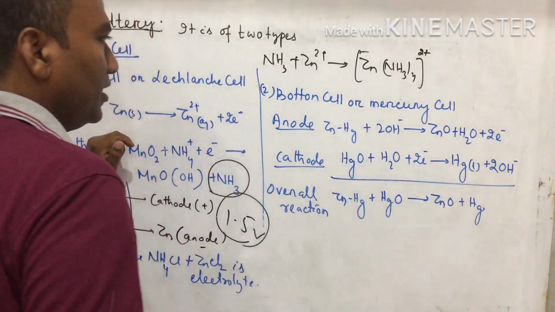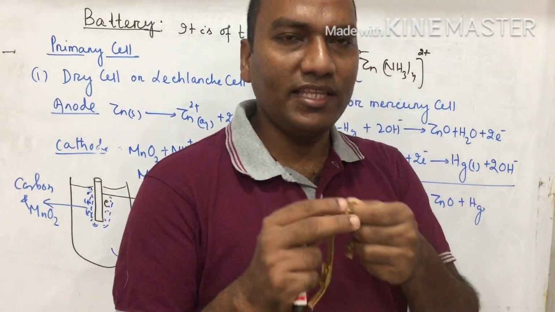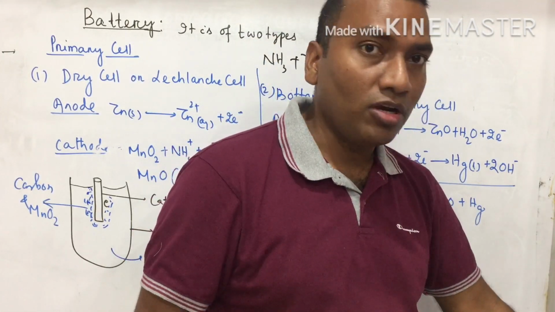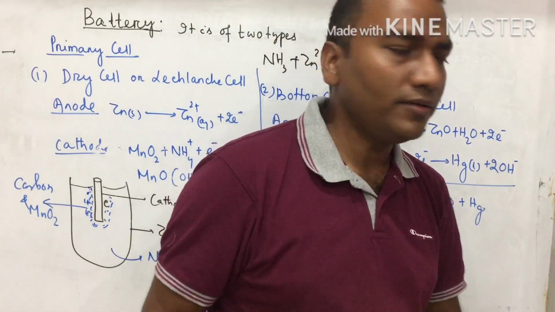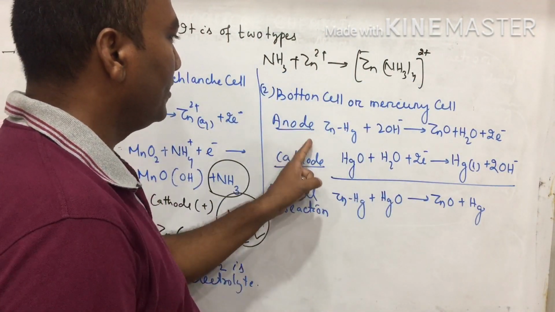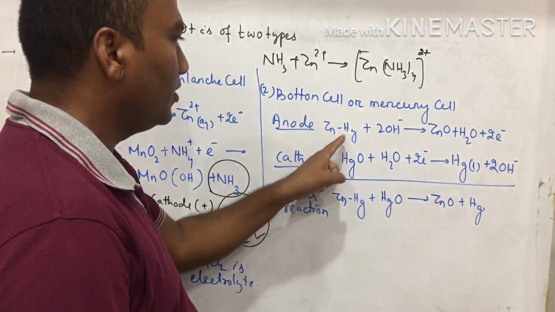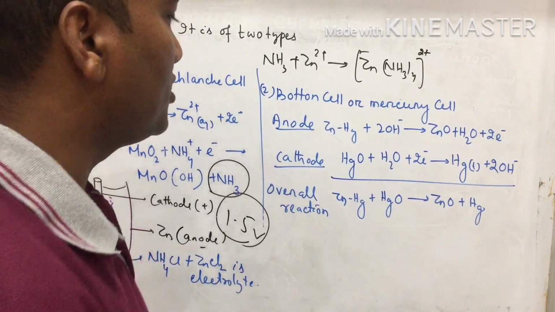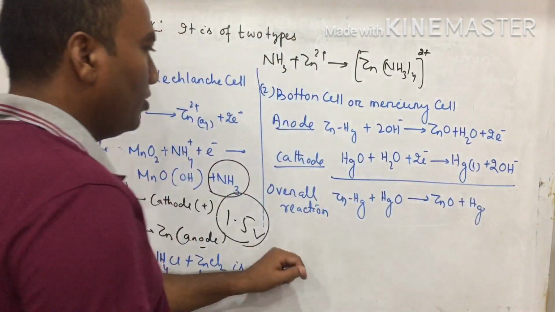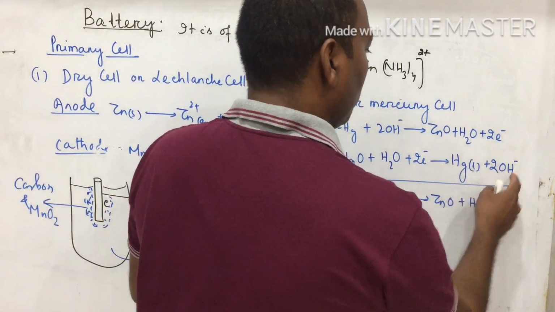Similarly, the second one is the button cell or mercury cell. In the wristwatch we use that small cell. Button cell, not mutton, button cell, which is called a mercury cell. In the button or mercury cell, zinc amalgam reacts with OH minus and gives ZnO plus H2O plus 2e, and at the cathode HgO plus H2O plus 2e gives rise to Hg plus 2OH minus.